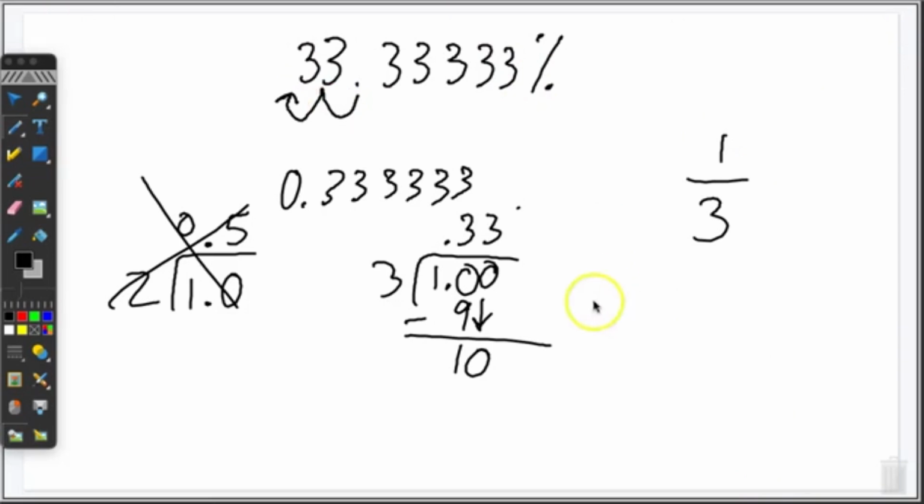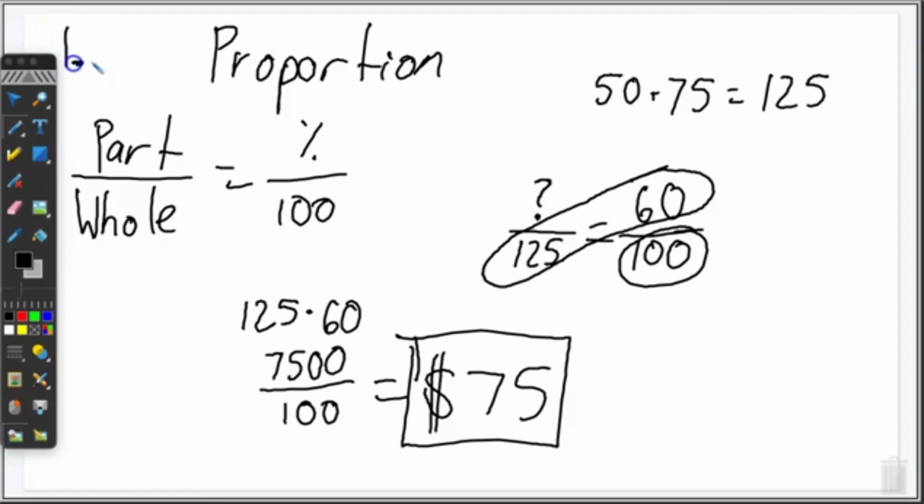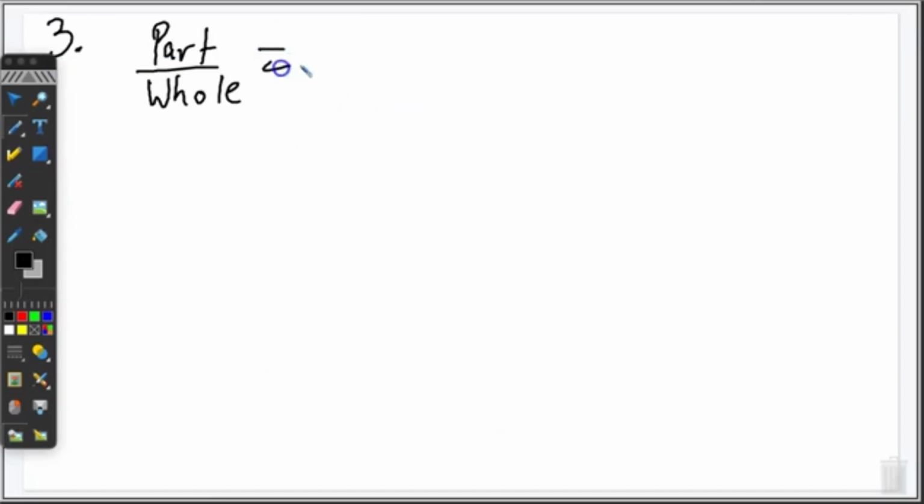Okay. Number 3. There are 104 males and 121 females participating in a marathon. To the nearest percent, what percent of the participants are female? So we are looking for the percent. It says what percent? So we write down part over whole equals percent over 100.